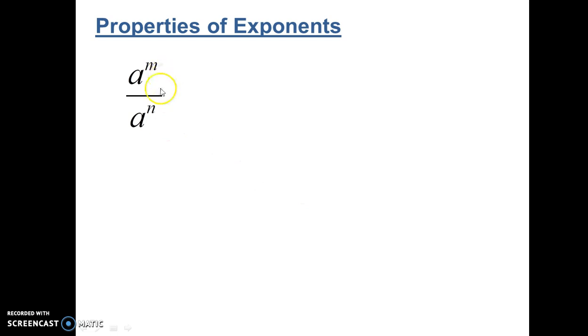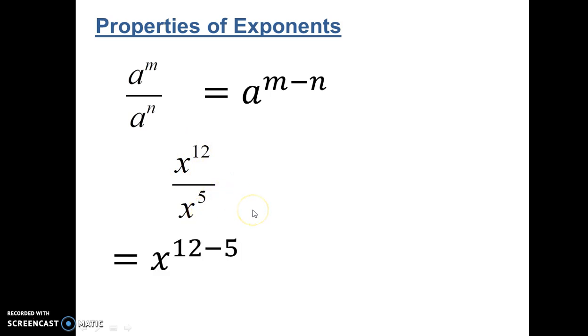Next, division. This is another major law of exponents. When you have division with the same base, it will be the top exponent minus the bottom exponent. Subtraction occurs. For example, if you had x to the 12th over x to the 5th, that would be equal to x to the 12 minus 5, and that is 7.